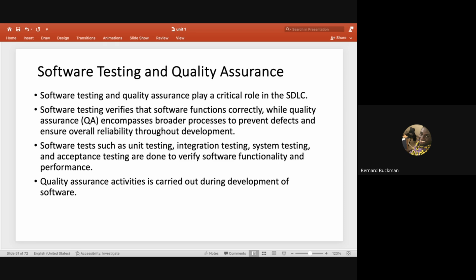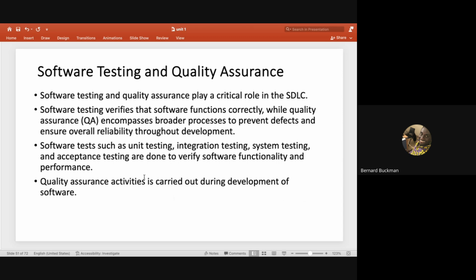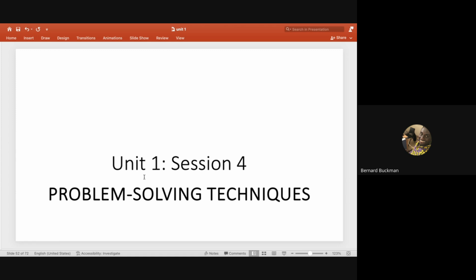It has to do with what measures we can put in place to ensure that the software we are designing comes out the best. Okay, so that's what unit 1 session 3 helps us to understand.